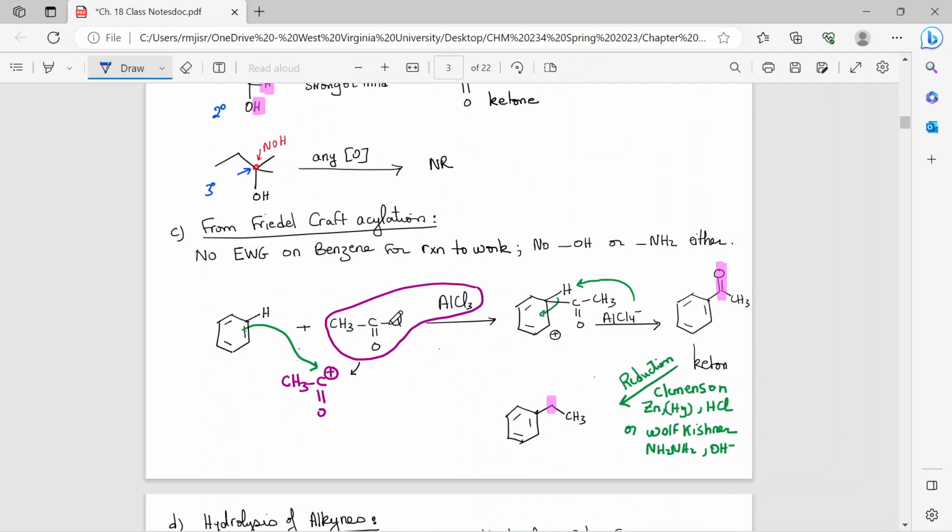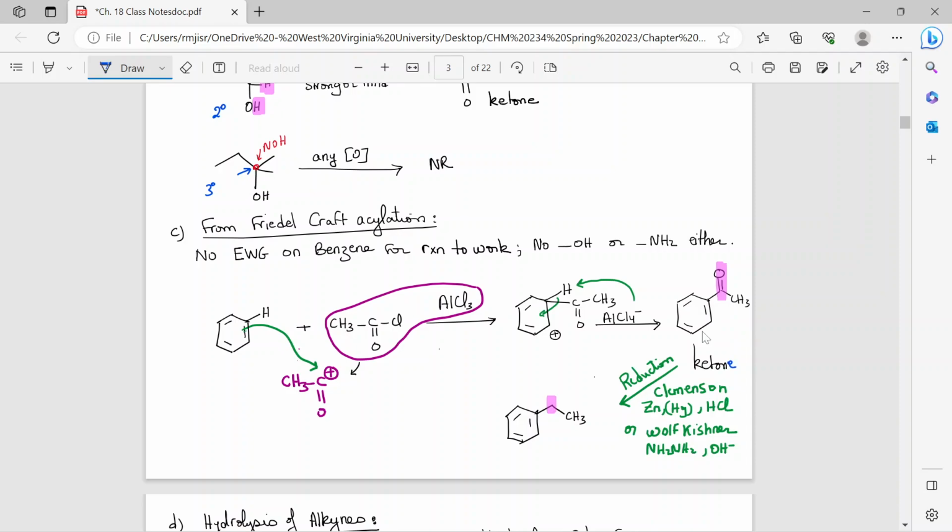Another method to get aldehydes and ketones is simply by Friedel-Crafts acylation. This is in chapter 15. So you make your acyl group, your electrophile, and that electrophile is going to attack or react with the benzene by a two-step mechanism to restore the aromaticity of the benzene.